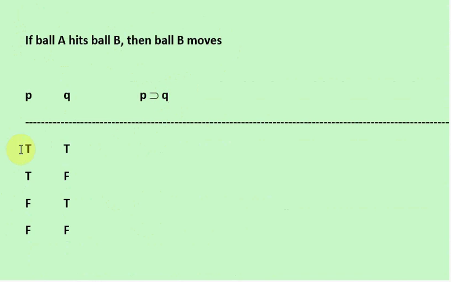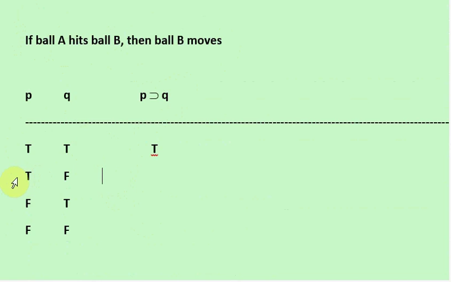Okay, well, in our first row, we have the case in which they're both true, right? Ball A hits ball B, and then ball B ends up moving. Okay, well then, what would we say about the regularity? Well, we would say that the regularity holds, right? In other words, the regularity is true, because what we expected to happen did happen, right? Ball A did hit ball B, and ball B moved because ball A hit ball B, right? That's the regularity that we expected, right? So that would make the whole thing true.